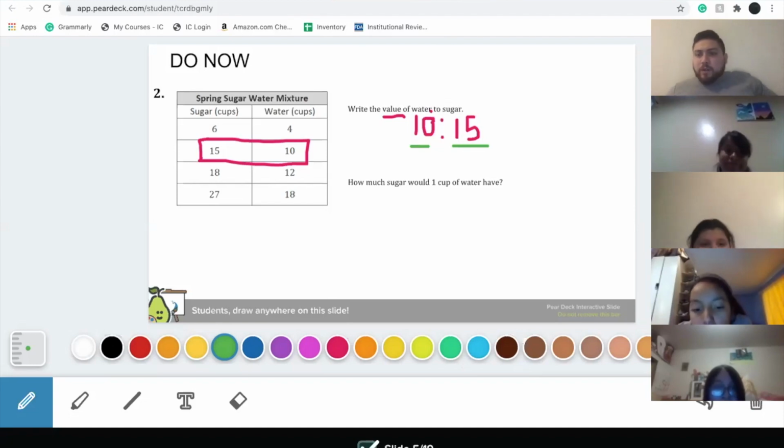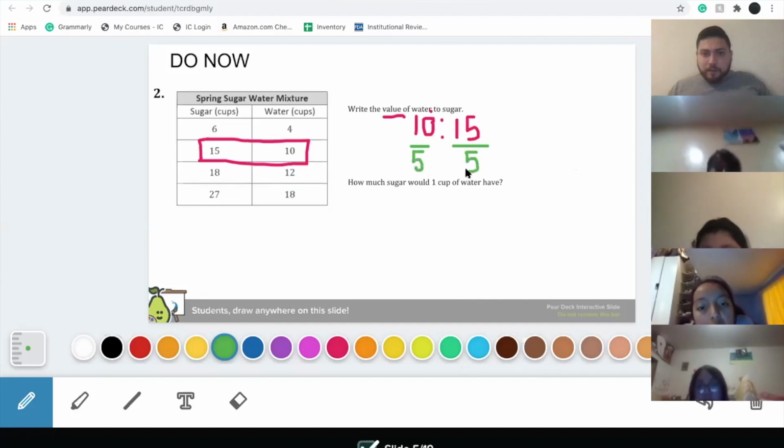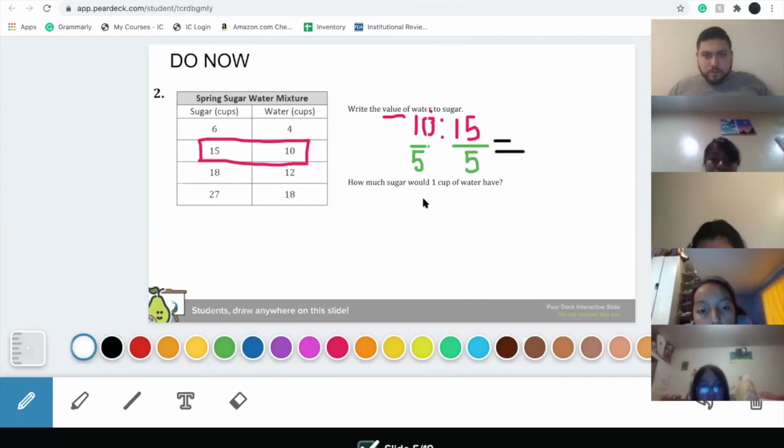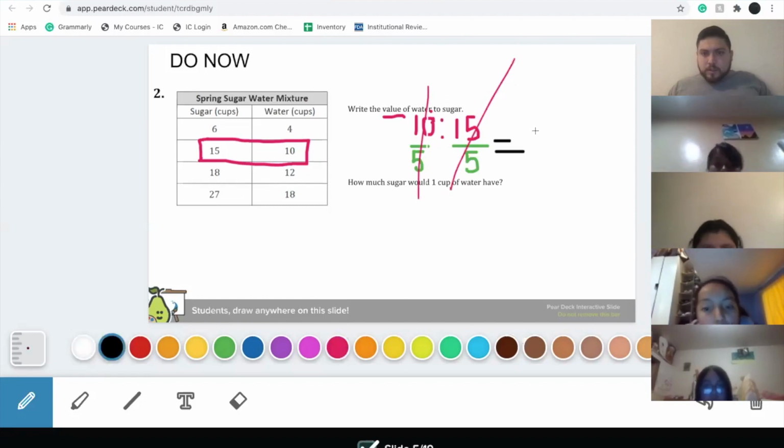Well, what numbers can go into 10 and 15, Heidi? 5. So let's try dividing by 5. So what's 10 divided by 5 and 15 divided by 5, Heidi? 2, 3. So this becomes 2 to 3. Absolutely correct, Heidi.